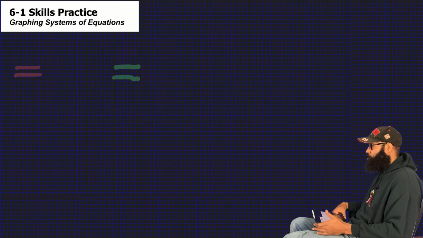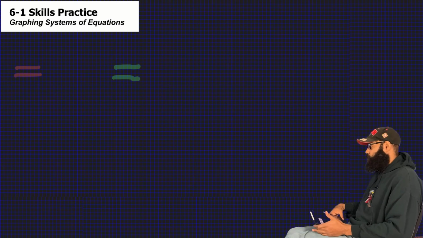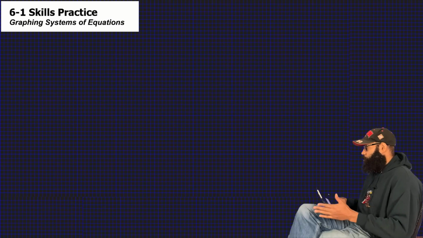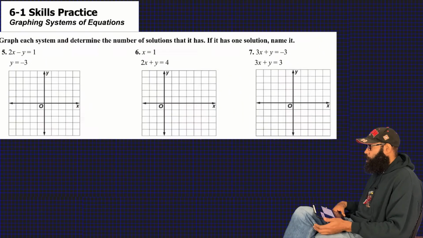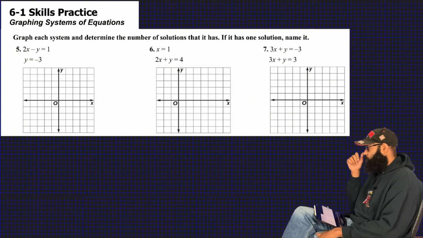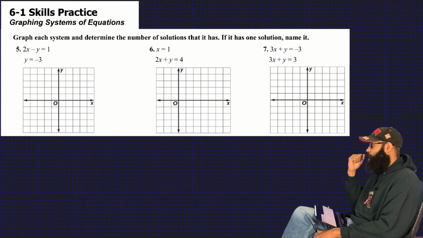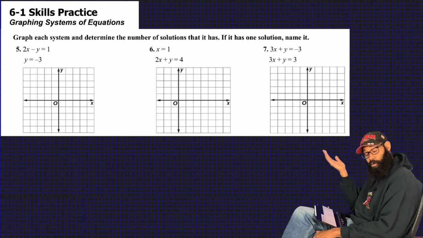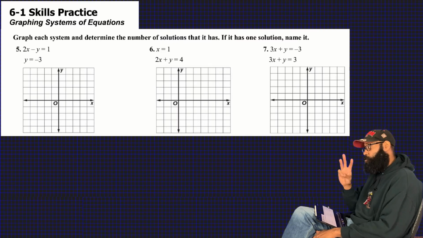And let's get to the meat and potatoes. Let's get those highlights out here, too. All right, so what we got going on? There it is. Looking good. So graph each system and determine the number of solutions that it has. If it has one solution, name it. All right, so again, as I was referring to, it's gonna be 3 scenarios where you have one solution, you have multiple solutions, like an infinite number, or no solution.